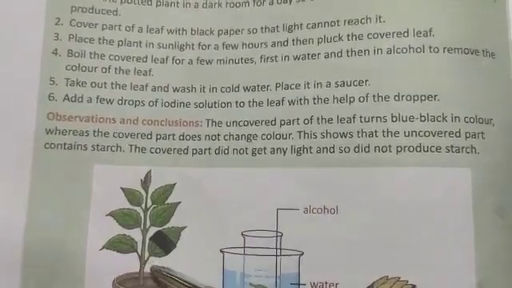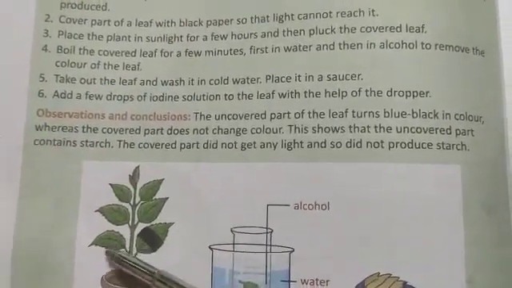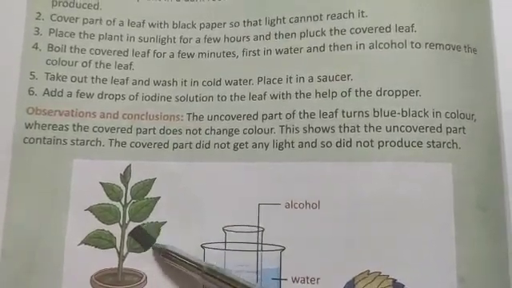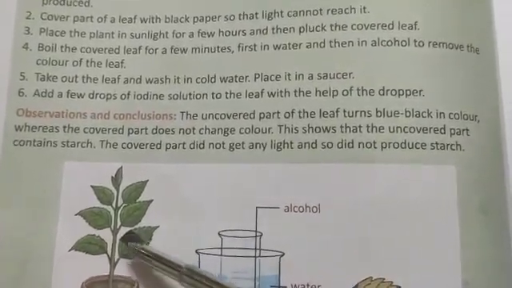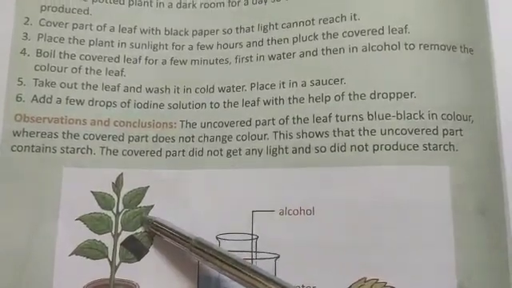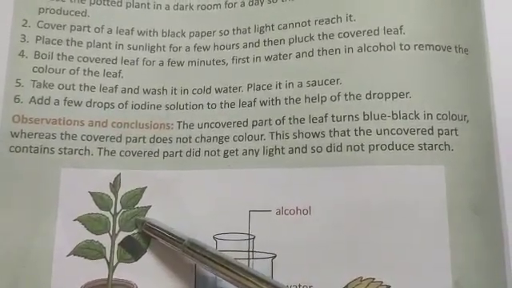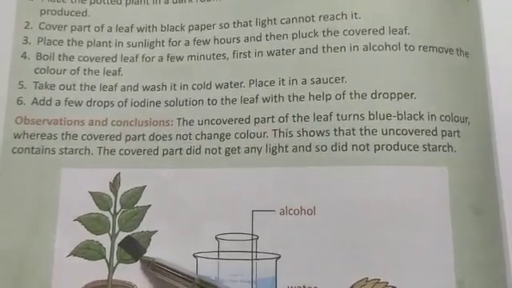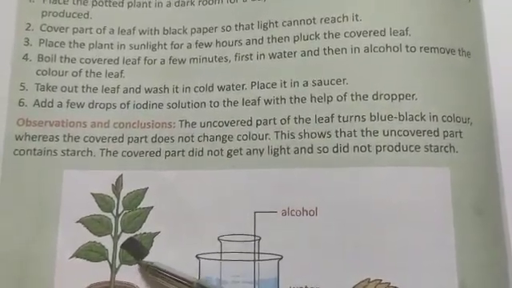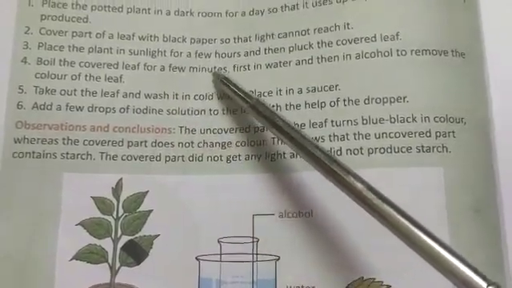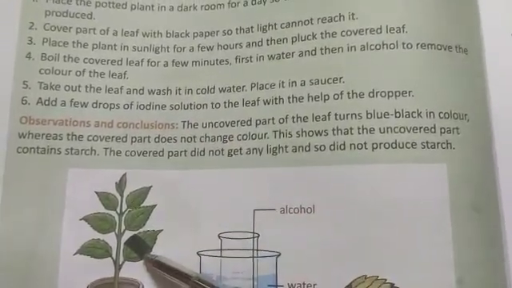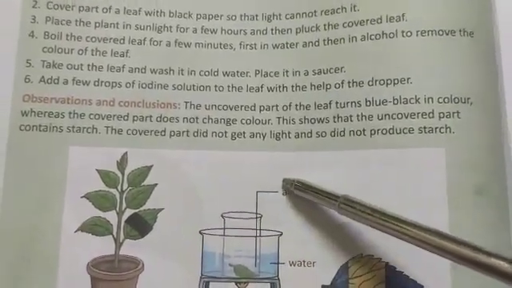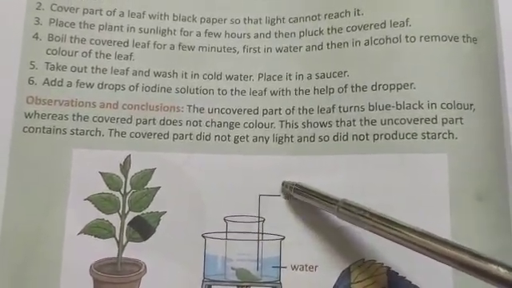So first you are putting the potted plant in a dark room. Next you are taking out the plant. You are covering a part of the leaf with black paper. Then you are putting the plant in sunlight for a few hours. Then you are plucking this leaf. And then you boil the covered leaf for a few minutes. You boil this leaf first in water, then in alcohol to remove the color of the leaf.